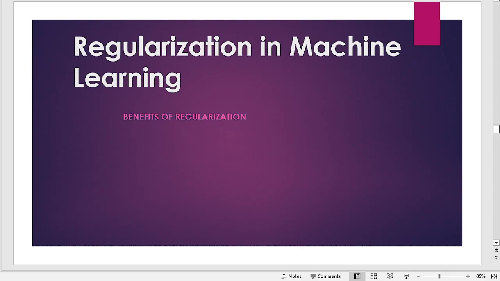Second is ridge regularization, that is L2 regularization. A regression model that uses the L2 regularization technique is called ridge regression. Ridge regression adds the squared magnitude of the coefficient as a penalty term to the loss function.